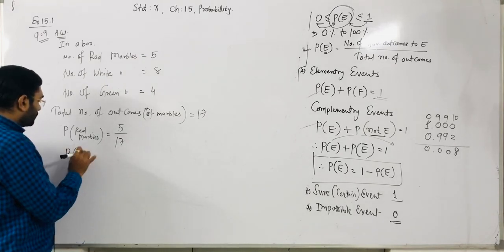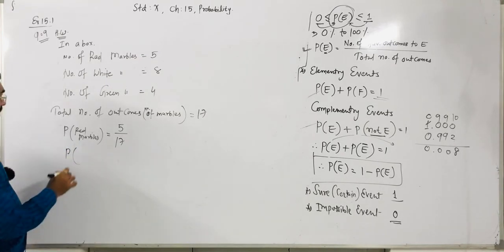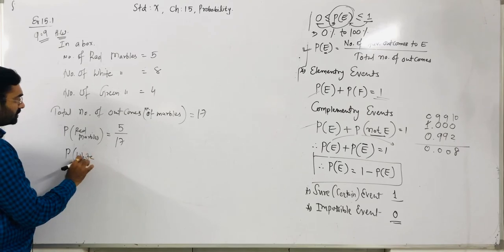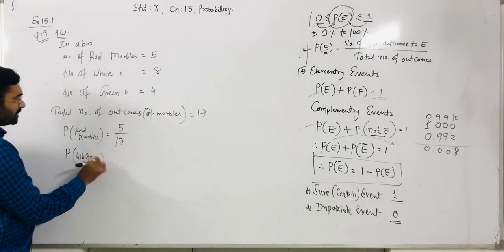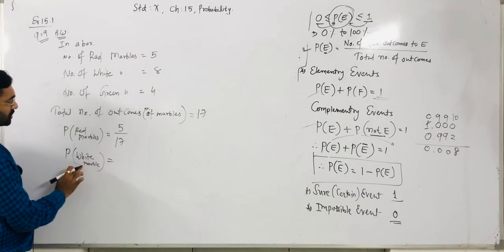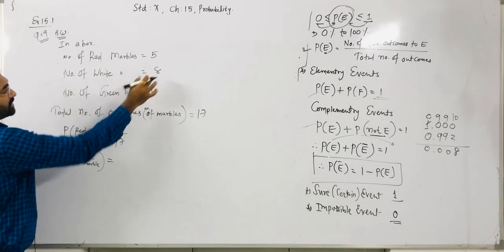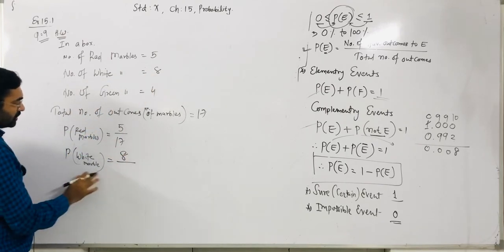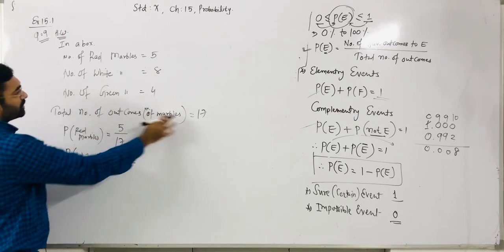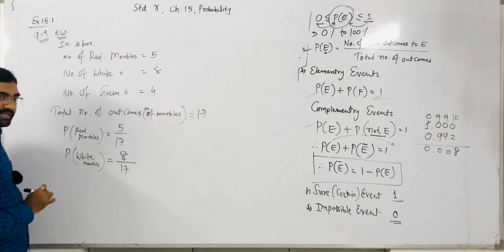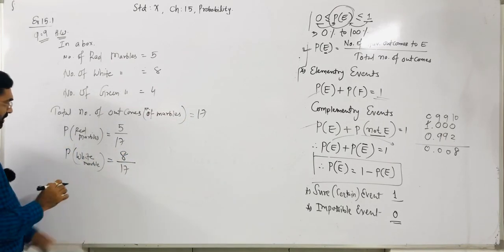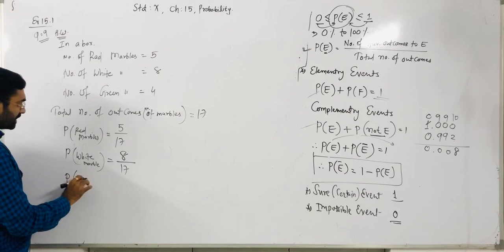Same way, the second question is the white marble. The probability of white marbles you have to find out. So in the numerator, what do you write? The number of favorable outcomes of the white marble. How many white marbles are in the box? 8. In the denominator we write the total number of outcomes, which is 17. 8 by 17. And the last question is the probability of not a green marble.